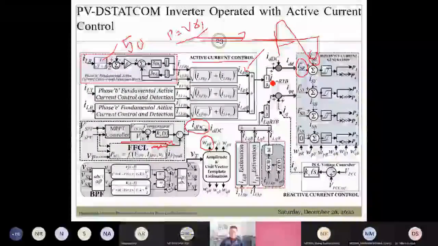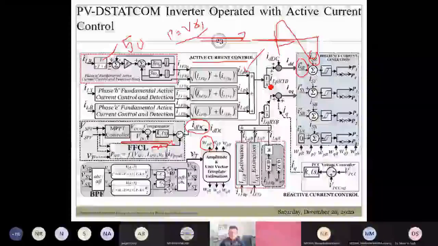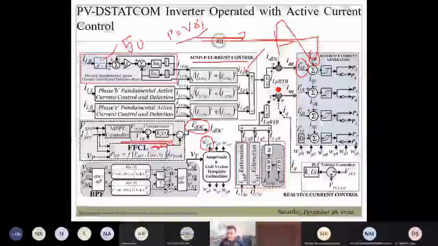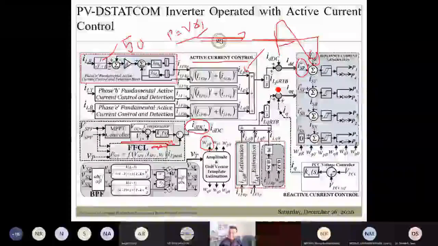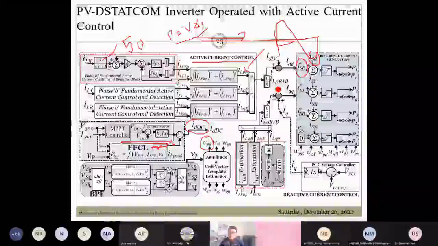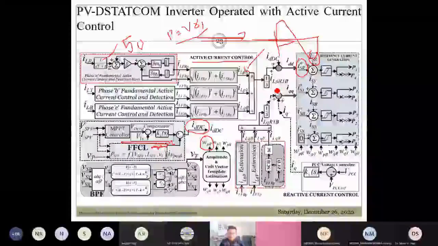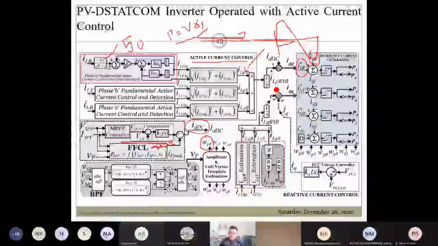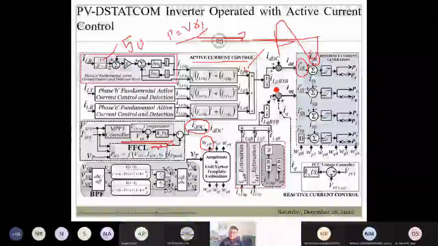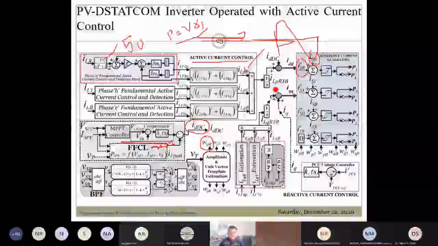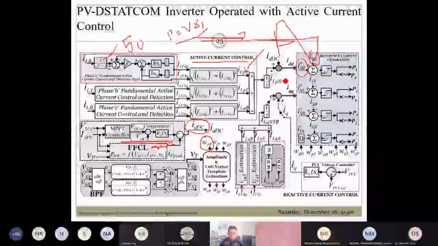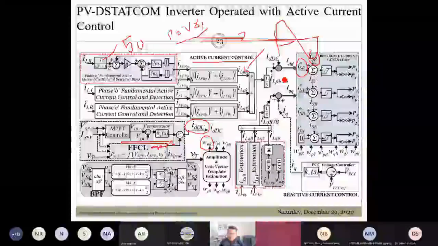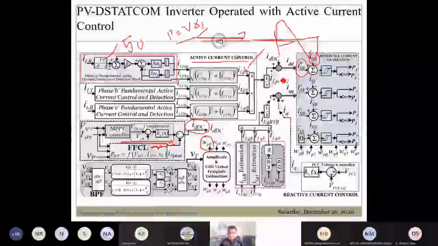Why can it not be controlled? Let's assume a case where the system is subjected to an abrupt change in the solar insolation level. In that case, what will happen? Let's say at t equal to 0, the solar insolation level is 1 kilowatt per meter square. At t equal to 1 second, the solar insolation level drops from 1 kilowatt per meter square to 0.4 kilowatt per meter square. In that case, the power output from the solar PV is reduced.